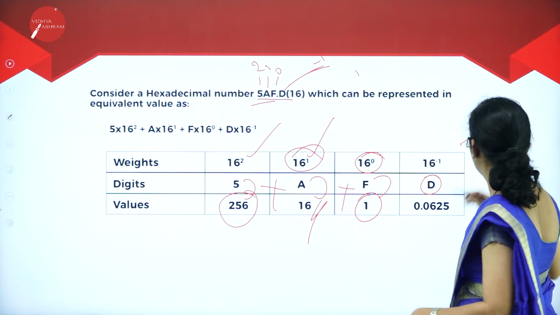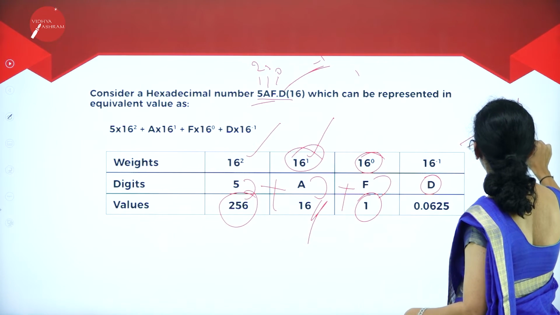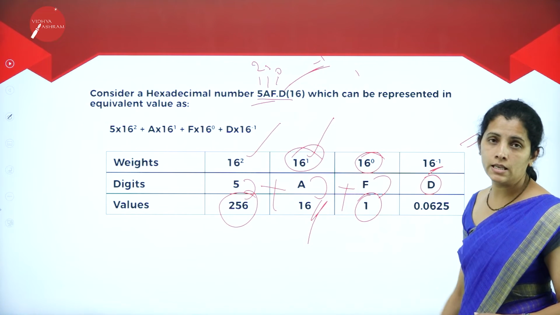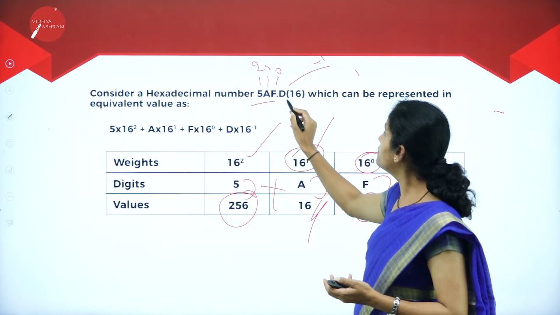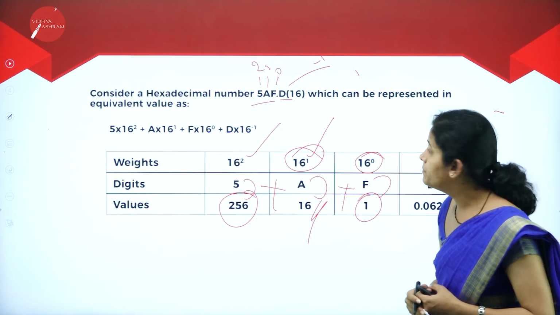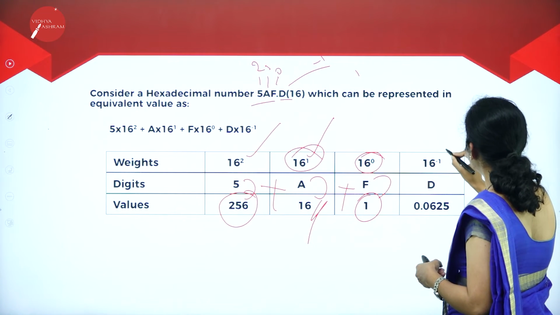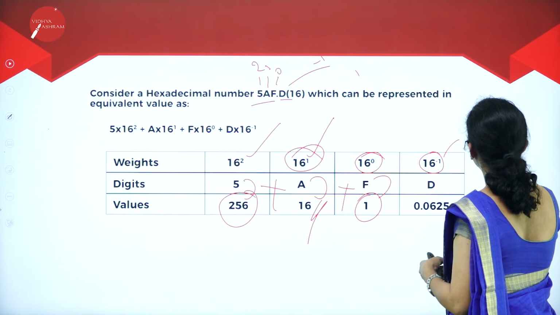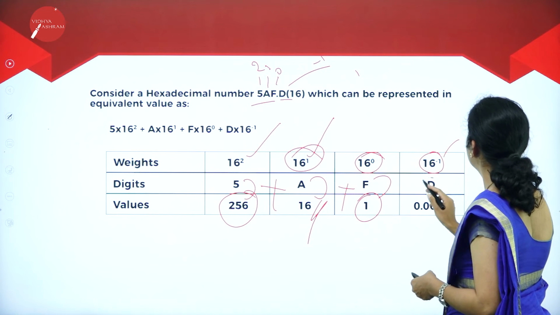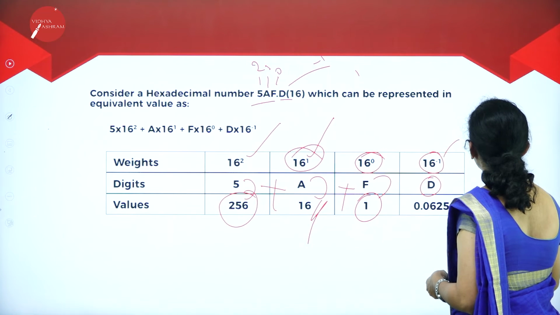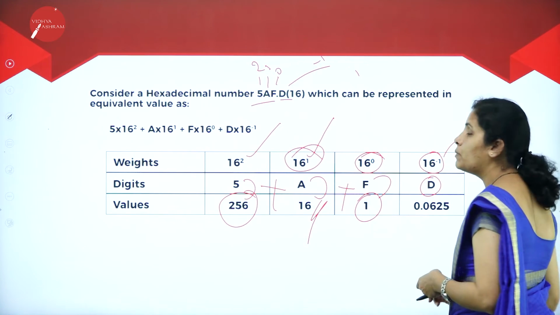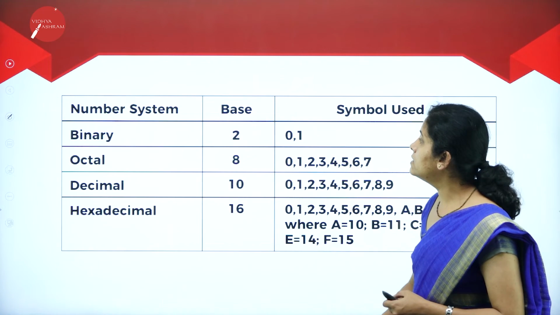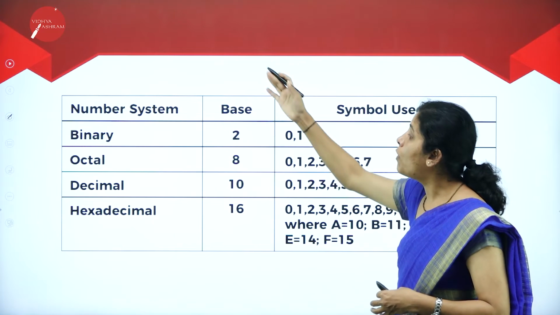So 13 is D. 13 into 10 to the power, that is 16 to the power. So why is it 16? Because it is a hexadecimal number. Dear student, to represent a fractional value, I am going to have a negative power. So it is minus 1. Now I will write the inverse of this, that is 1 by 16 into 13. So what is 13 here? That is nothing but the D. So that is 13 divided by 16. Whatever value I am going to get, that is 0.0625.